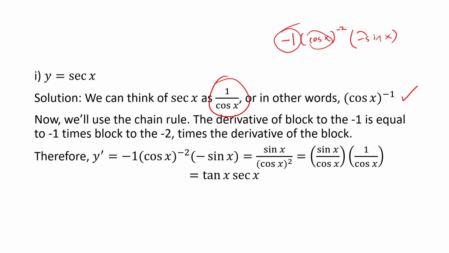Negative 1 times that negative factor in front of the sine x gives us positive 1. So we have sine x in the numerator and cos x quantity squared in the denominator. Because of that exponent negative 2, we can put it in the denominator, make it positive. So we have sine x over cos x times 1 over cos x. Sine x over cos x is equal to tan x, and 1 over cos x is equal to secant x. So the derivative of secant x is tan x secant x.